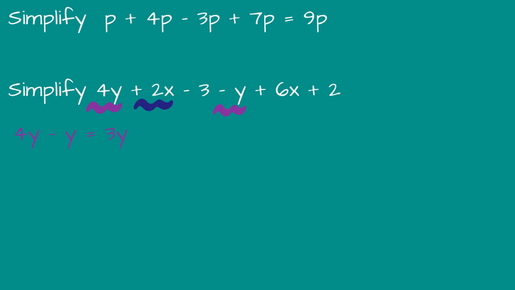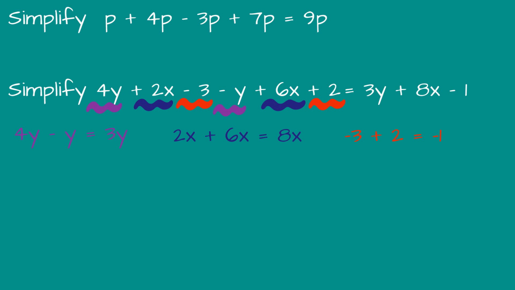Moving on to the x terms, we have 2x plus 6x which is 8x. Finally, adding the numbers gives us minus 3 plus 2 which is minus 1. This gives a final answer of 3y plus 8x minus 1.